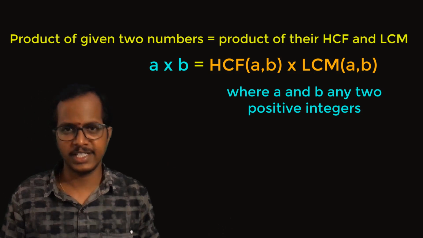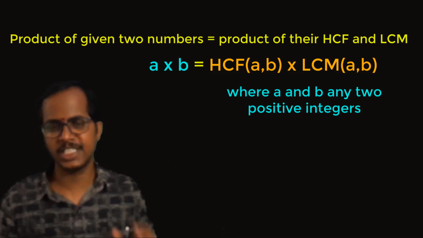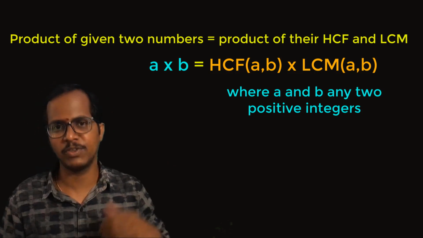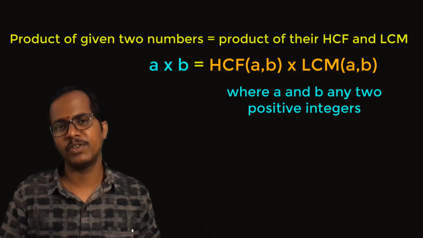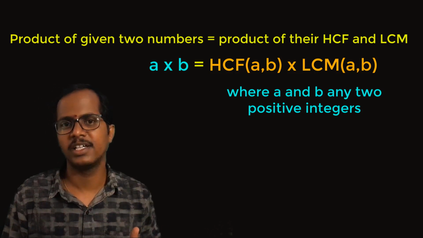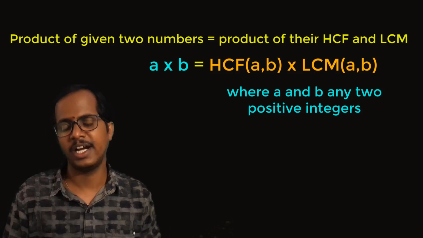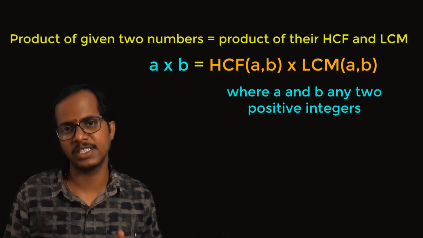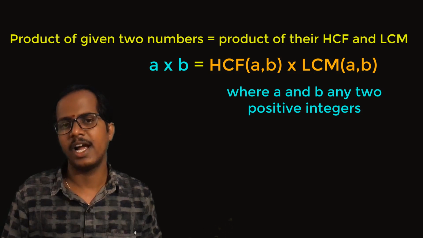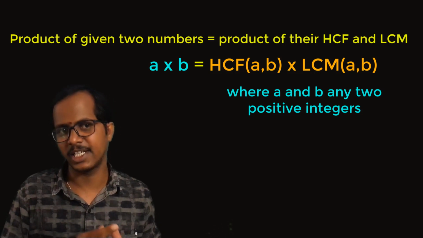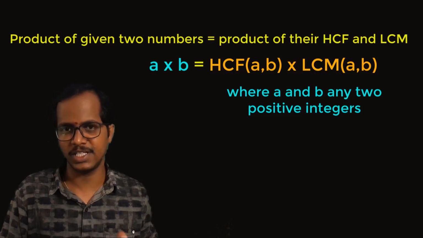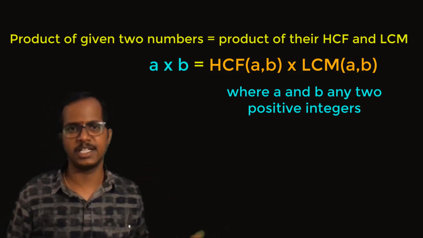Not only to find the LCM, we can also use this result to find the HCF when we know the LCM. And also we can use this when we know the LCM and HCF of the two positive integers, and out of those two positive integers one integer is given and the other is not given. So to find the second positive integer, we can also use this result.